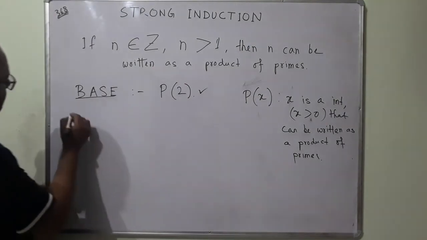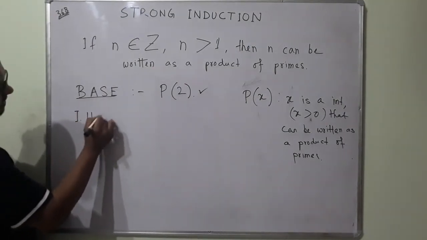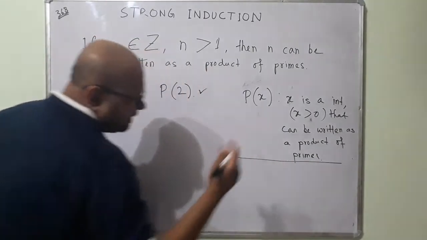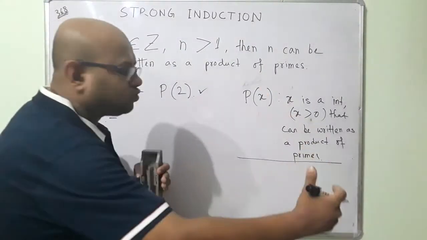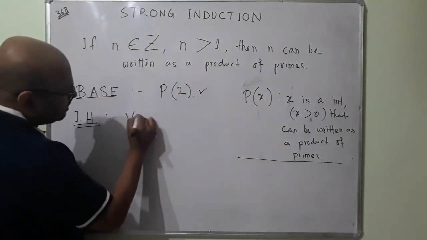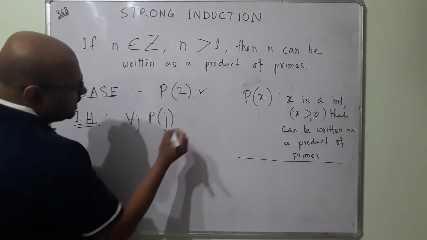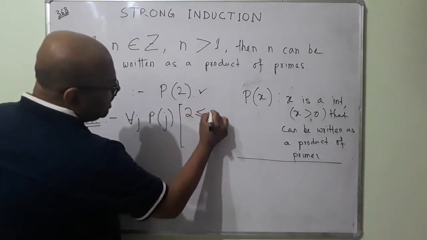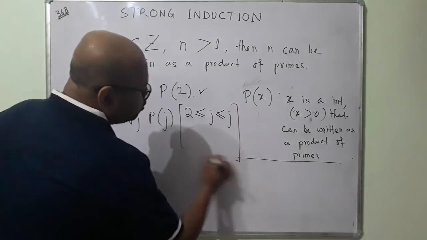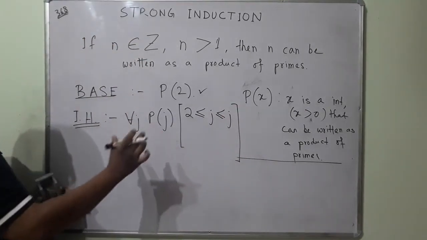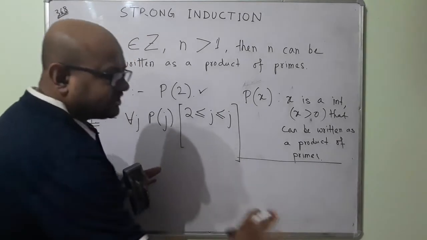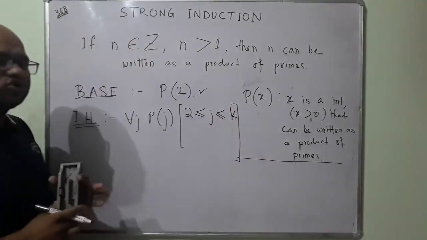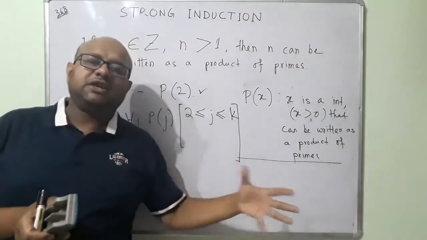Now our inductive hypothesis is going to be this. I am going to assume that it is true not only for k but also for all numbers from 2 to k. So for all j, P of j is true. What is j? j goes from 2 up to k. So from 2 to k, I am assuming that all of them are true. So all these integers from 2 up to k can be written as a product of primes.